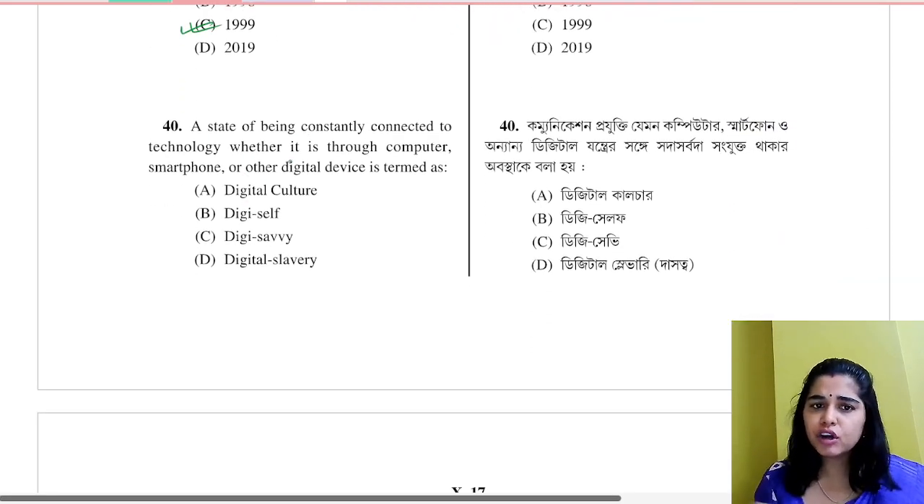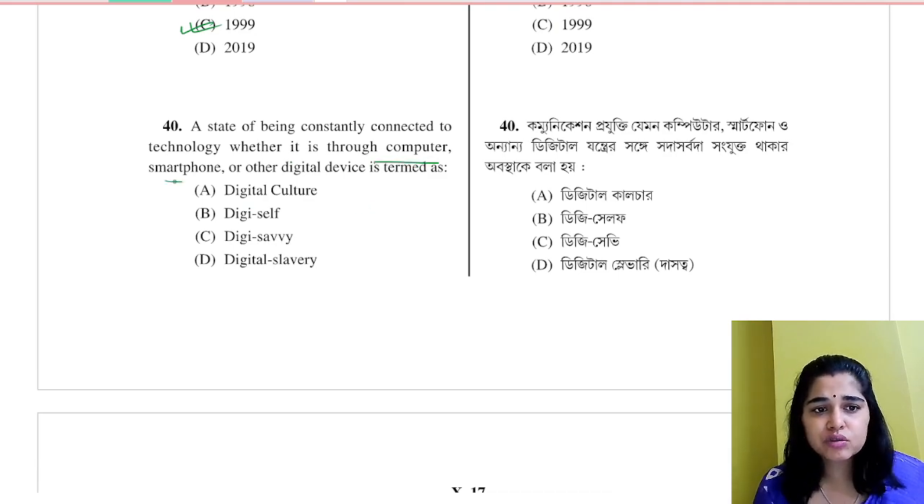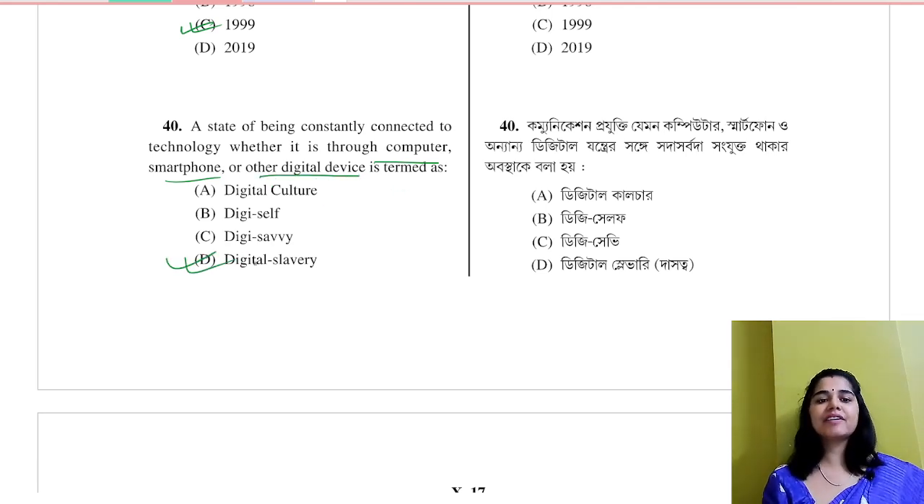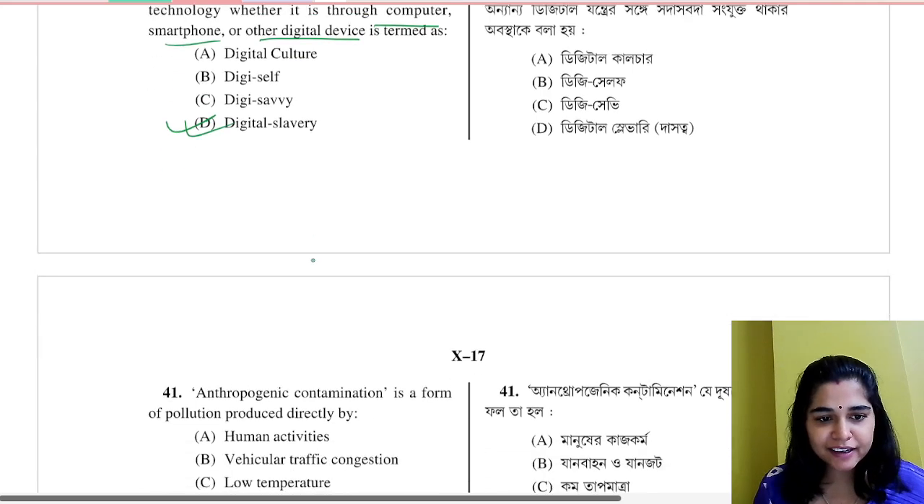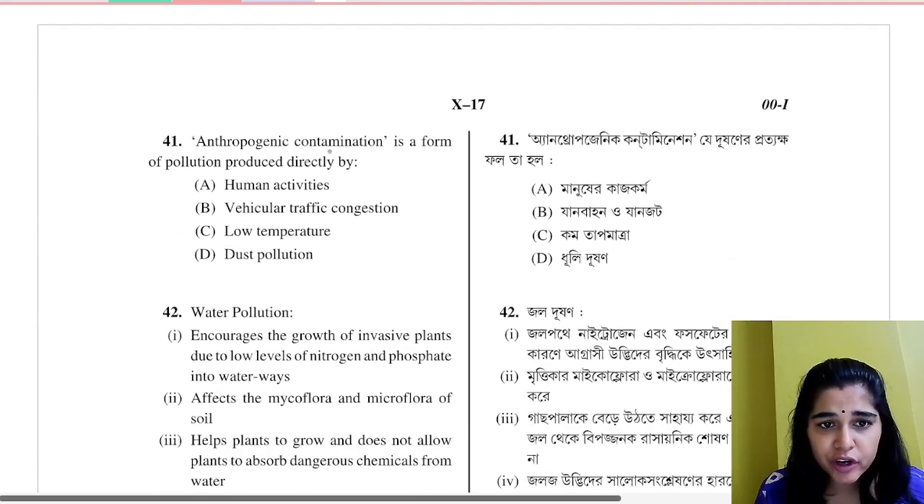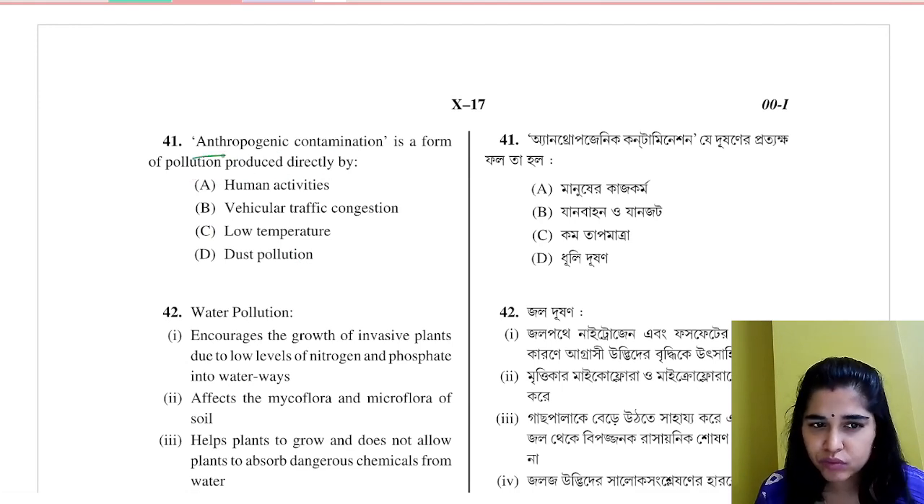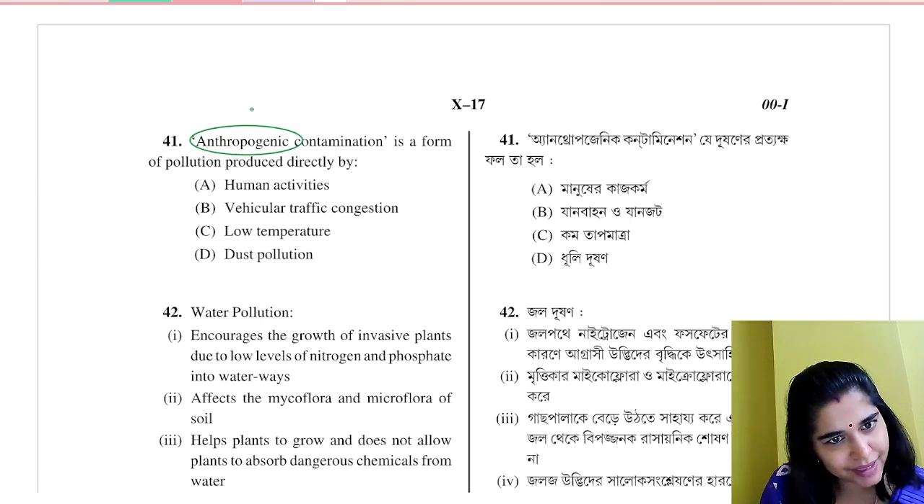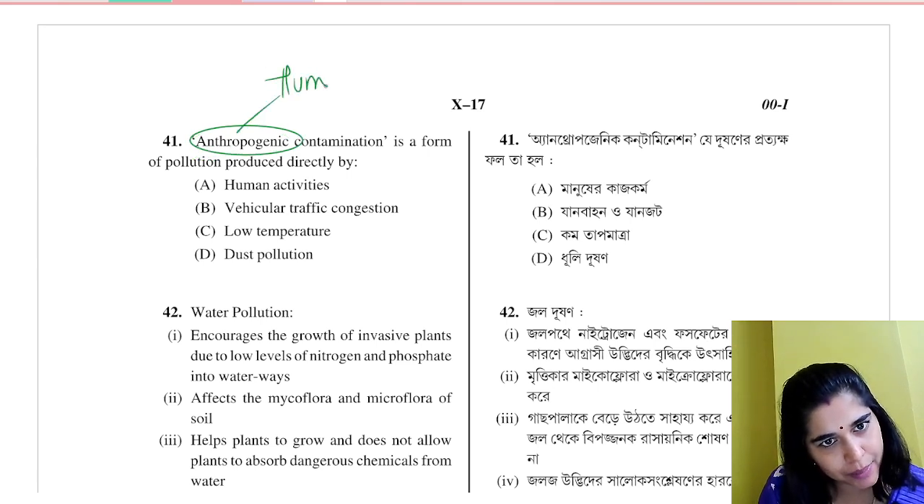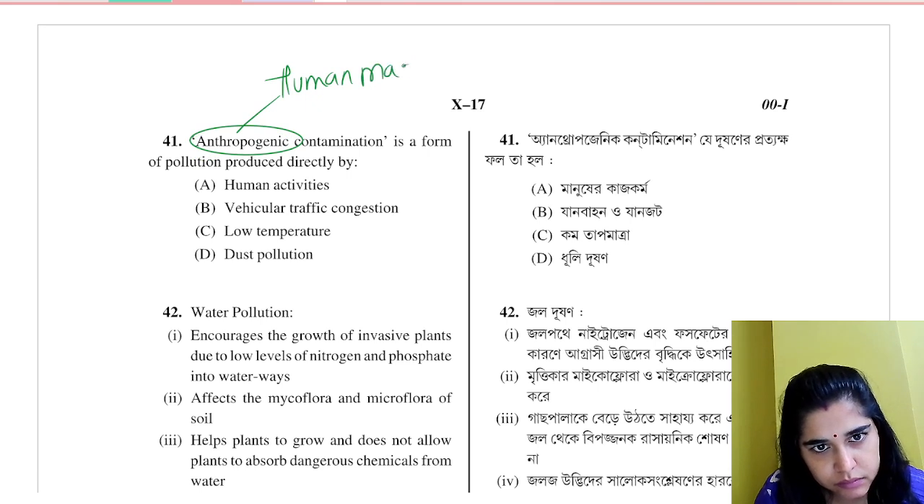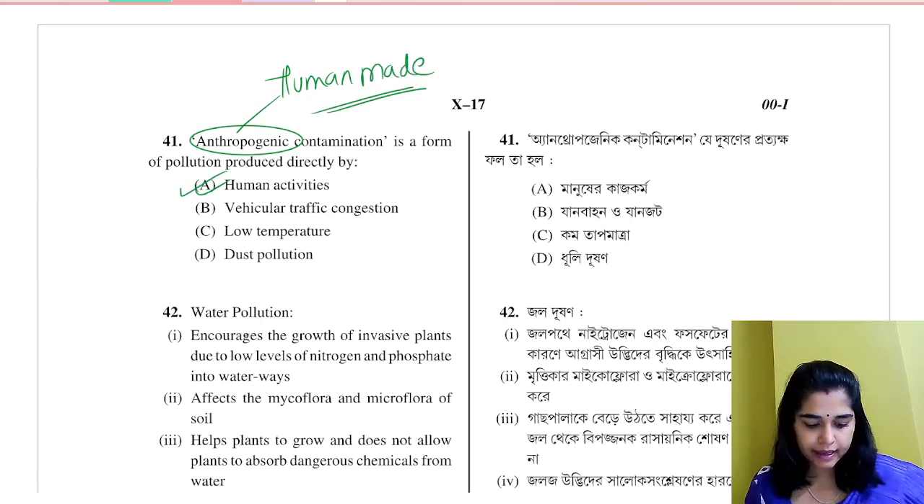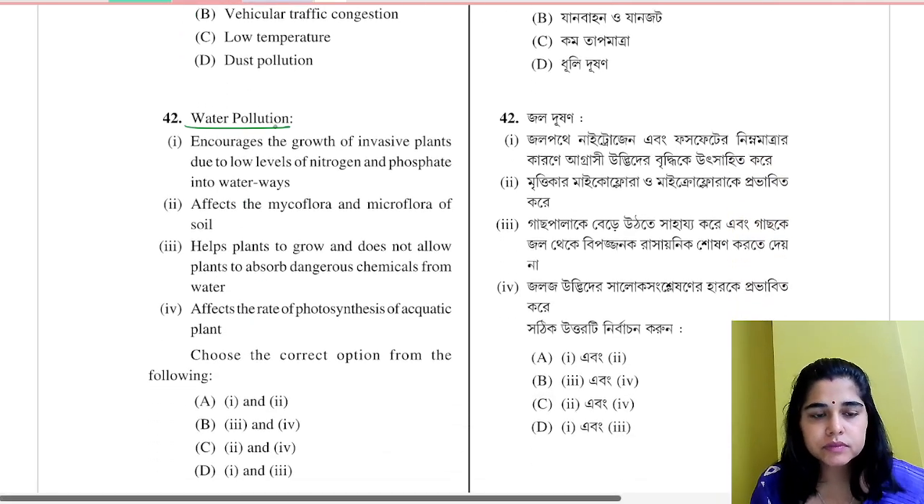A state of being constantly connected to technology, whether through a computer or a smartphone or any digital device, is termed digital slavery. You have become a slave of digital. And anthropogenic contamination is a form of pollution produced directly by anthropogenic what? It's simple. It's about a human-made activity. So here is the human-made activity. Yes, water pollution. Simple. Water pollution.